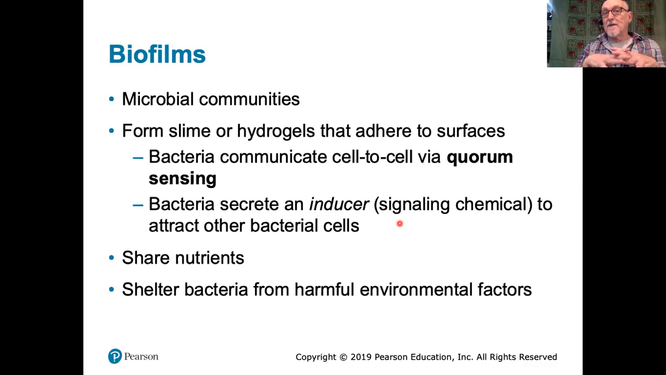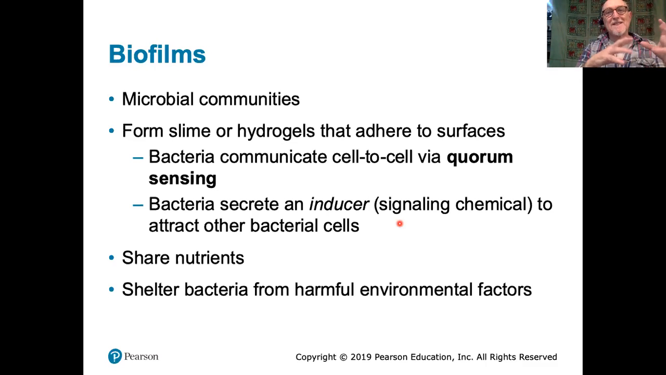This provides all sorts of benefits for them. The capsules and slime layers, whatever, start to build up one on the other. They stick the bacteria firmly to the surface. And bacteria may begin to set up what we refer to as a consortium.